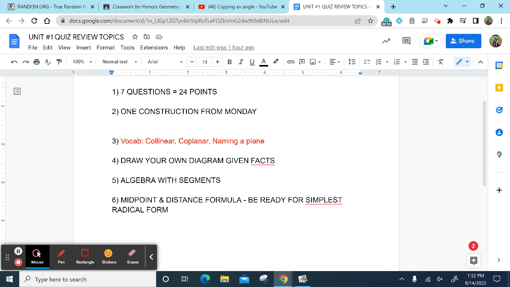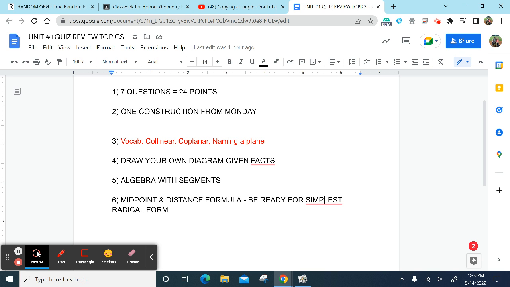Take your notes out. Open up to page 5 for me, please. Take your notes. Open up to page 5 so you know exactly what I mean by draw your own diagram given facts. Look at problem number 4. That's exactly what I'm talking about. I'll give you a set of directions. Draw me it. All right, so that's exactly what I'm talking about there. Question 4 with draw a diagram given facts.